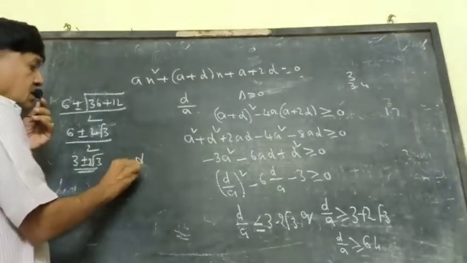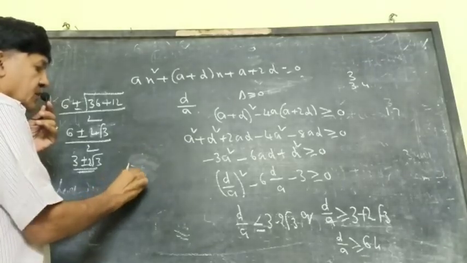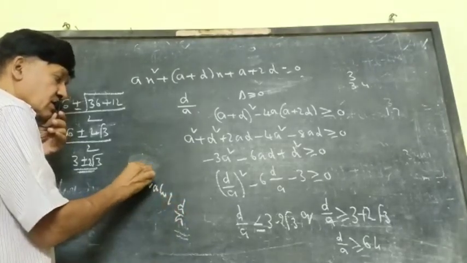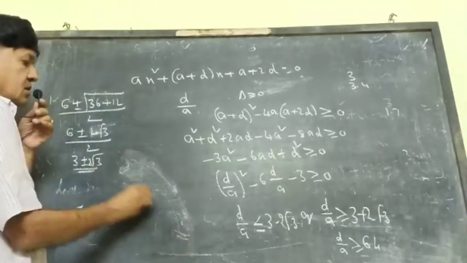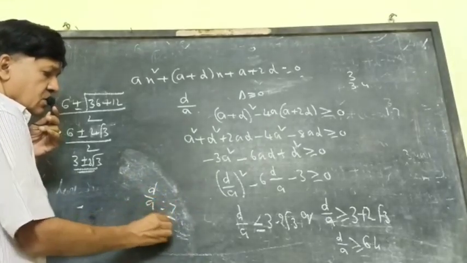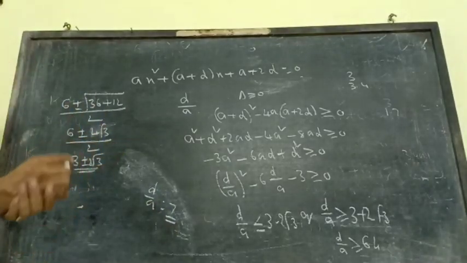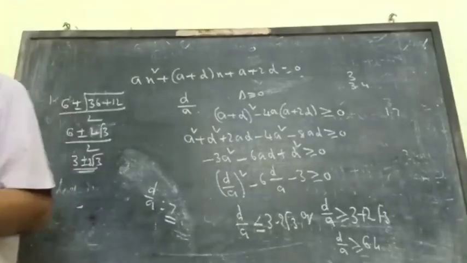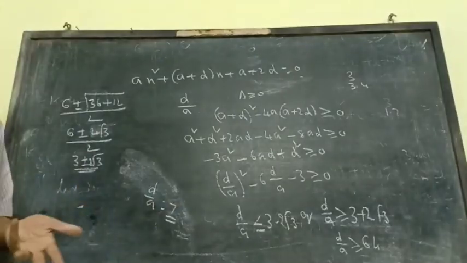So d by a, least value of d by a. Least positive integer value. So the least positive integer value of d by a is equal to 7. This is how you have to do this, which is of course very simple. Delta greater than or equal to 0 you should write, get a quadratic inequality in d by a, and solve it. This is how you have to proceed to do this problem.